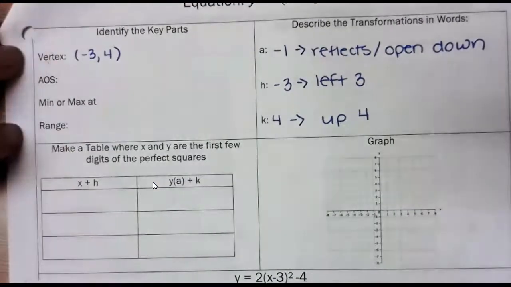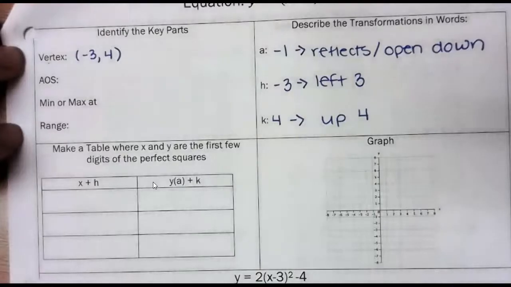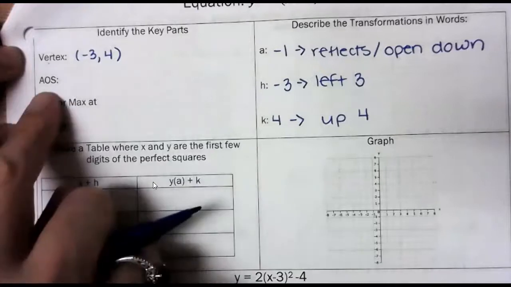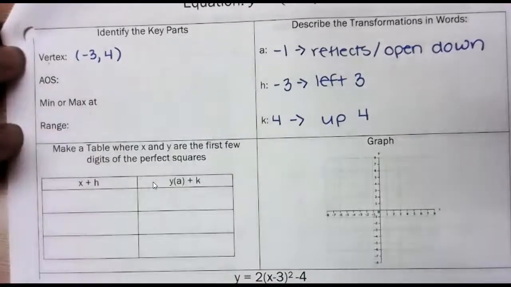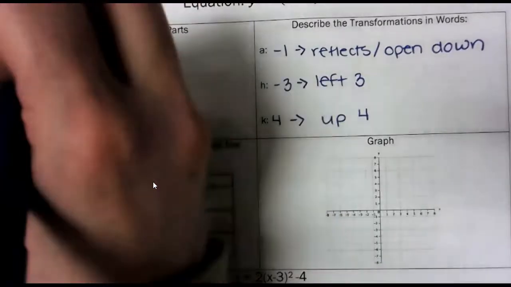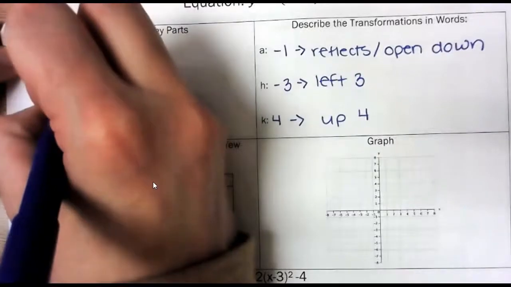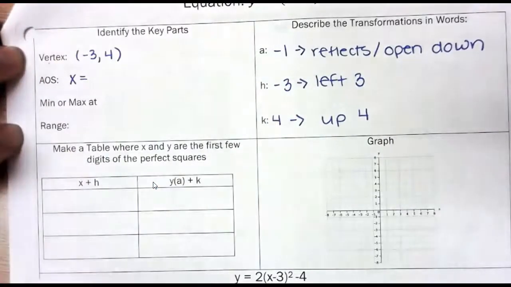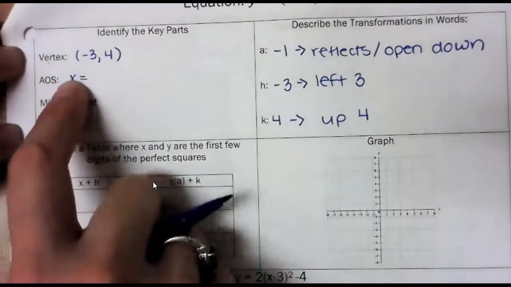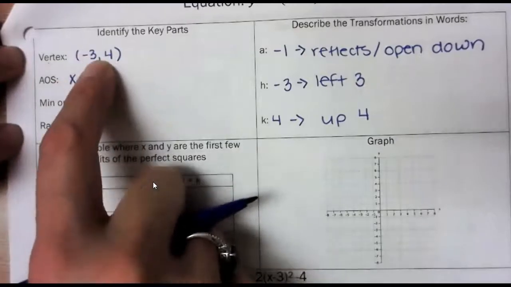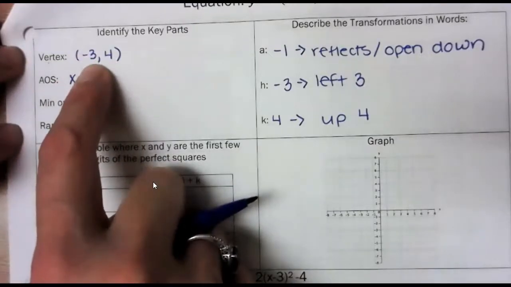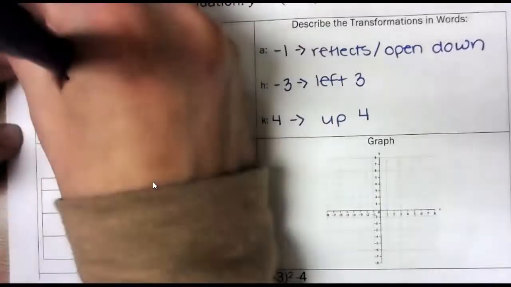Ethan, what's my axis of symmetry? Yeah, like the AOS. What line would this be symmetric about? It's an equation. Okay, it's always x equals h. So my h value in this case is? -3. Good.